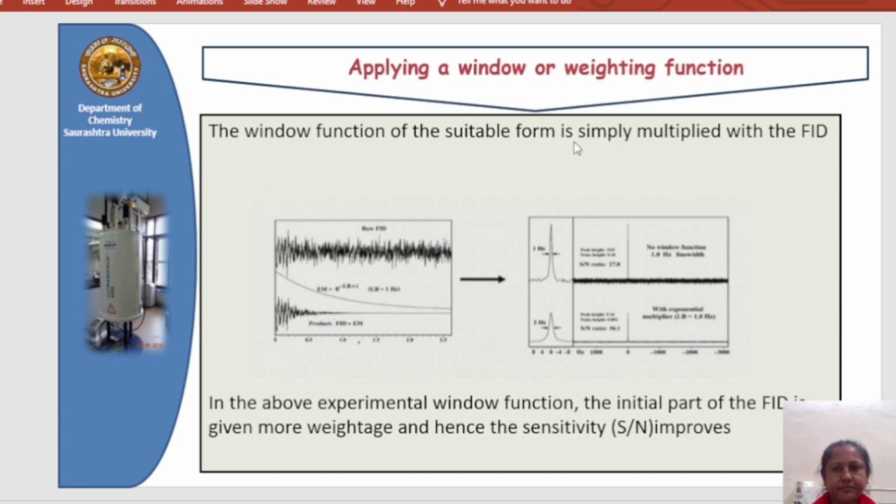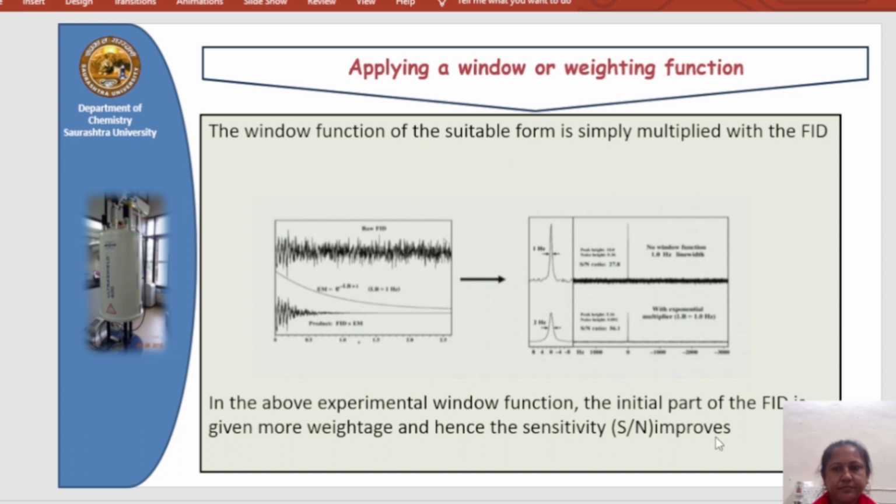Let's see how it is possible and what we do. In this picture you can see the window function of a suitable sample, simply multiplied with the FID. What it means is that we can increase the number of scans, which improves the resolution and directly affects the S/N ratio. So we can get intense peaks, or amplify the signals. That is known as the window function, multiplied with the FID. In the above experiment, with the window function, the initial part of the FID is given more weightage and the sensitivity S/N is improved.